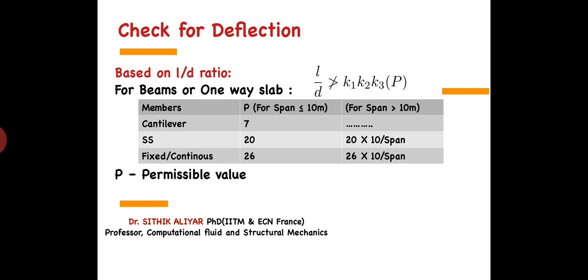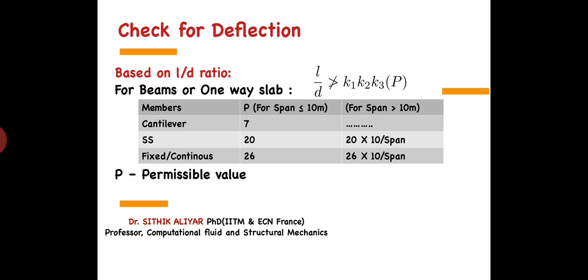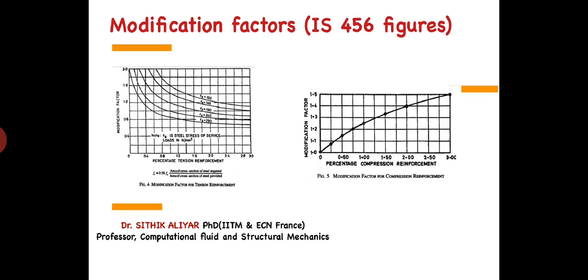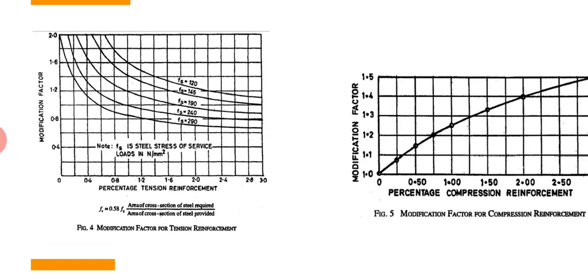But what are K1, K2, K3? K1, K2, K3 are modification factors. K1 is the modification factor as a function of AST, area of tensile steel reinforcement. If AST is very high, percentage of steel will be very high, and you can go to this graph. You can see this left side graph, figure I took from IS 456. When the percentage of reinforcement goes higher on the x-axis, K1 value is coming down.